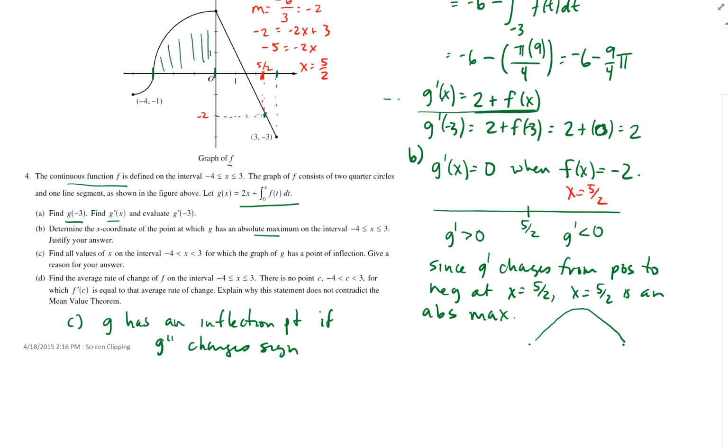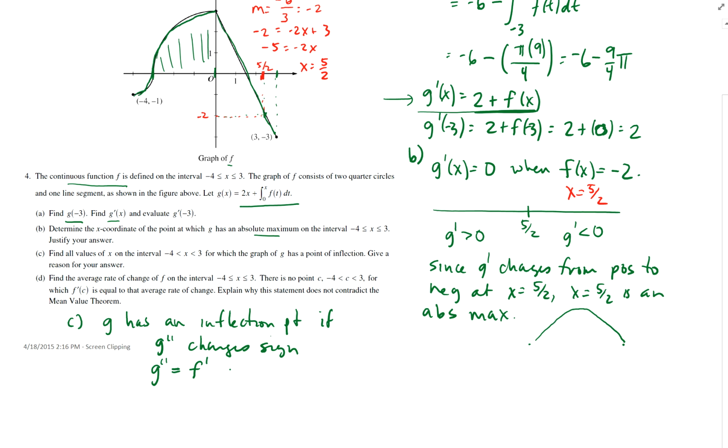Go back up to here. g double prime equals f prime. What do you know about f prime though? Look at the curve. f prime is positive, positive, positive. I'm up here on the curve. f prime is positive, positive, positive, positive, undefined, negative all the way down. Okay, so f prime changes sign right at 0, and since f prime and g double prime are the same, it changes sign at 0.